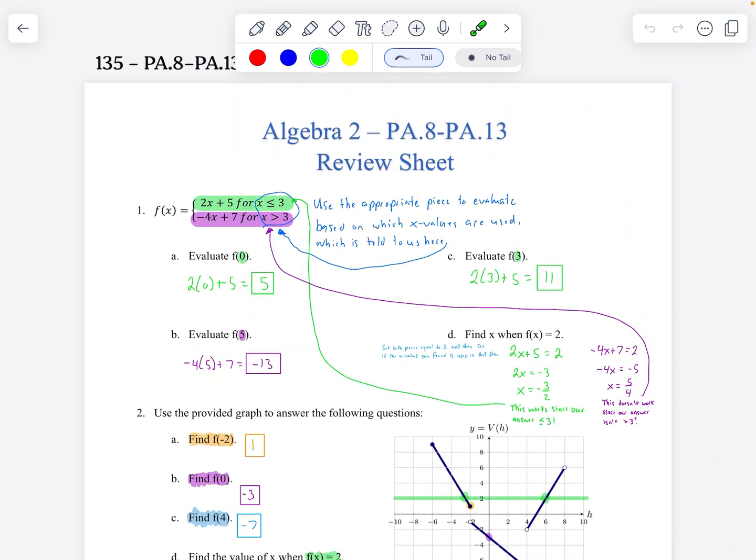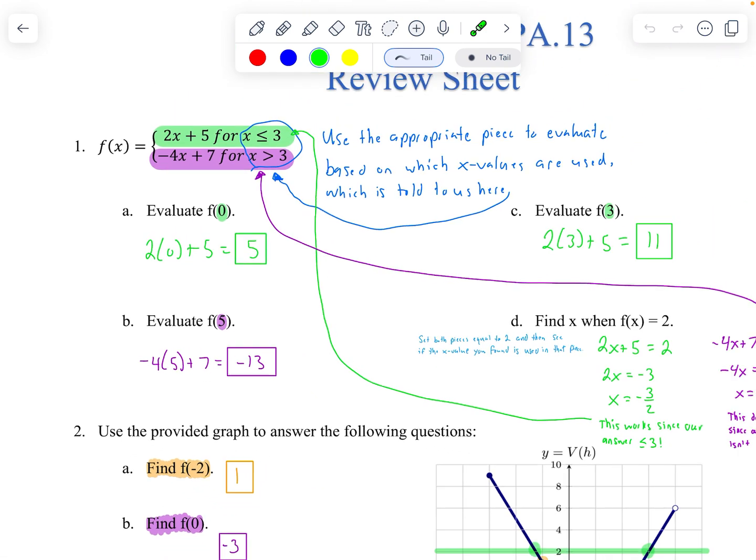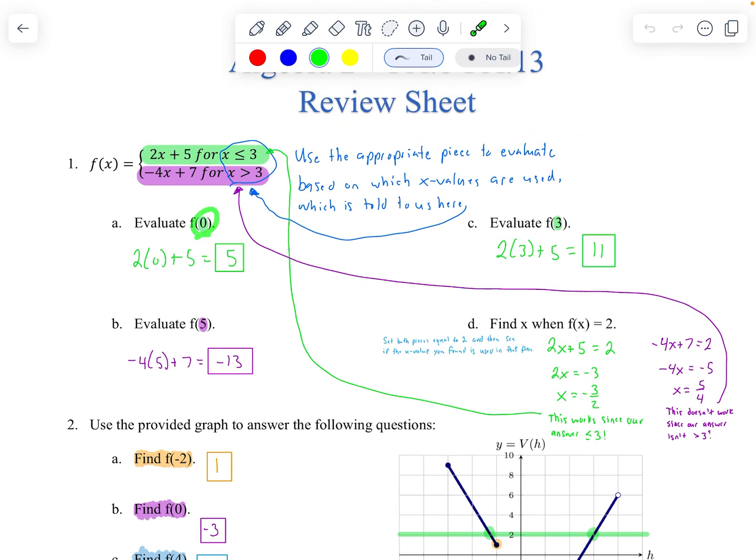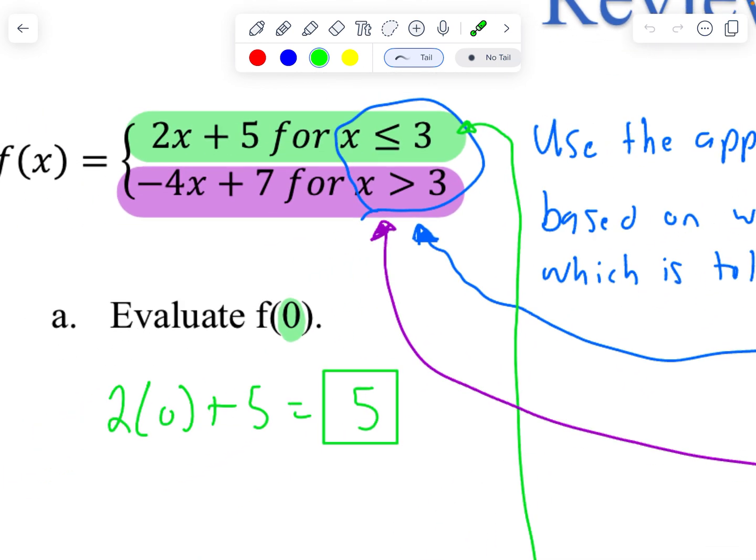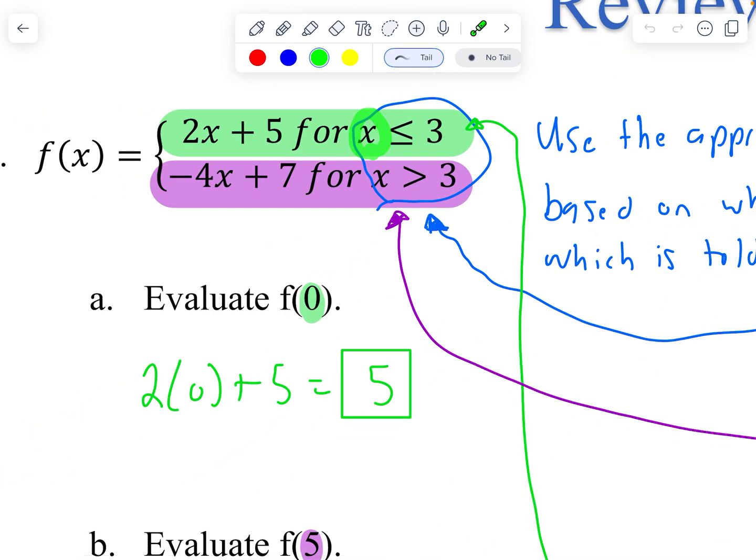So first, we're evaluating f of 0. Which means this is an x value up here. You have to pick the appropriate piece, either the green piece or the purple piece, based on the value of x that you're plugging in and what this part tells us x is allowed to equal. So here we're allowed to use x values that are less than or equal to 3. Since x is 0, which is less than 3, we're allowed to plug in 0 for this x. And so that's what I've shown here.